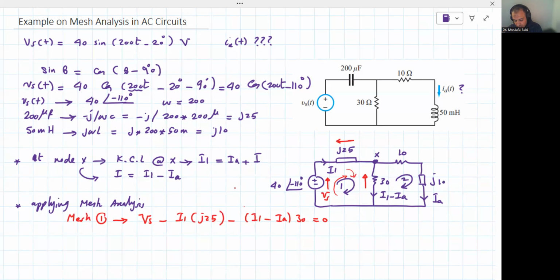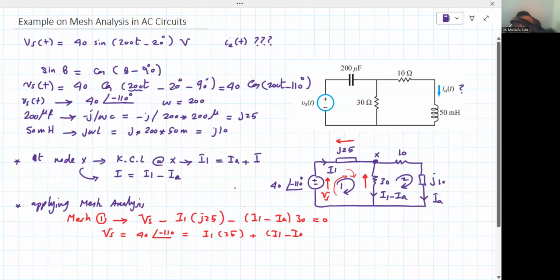We can bring I1 j25 and (I1 minus IA) 30 to the right-hand side. It will be positive. So Vs, which is 40 angle minus 110, equals I1 j25 plus (I1 minus IA) multiplied by 30. I'm going to convert the 40 angle minus 110 into rectangular form, for a reason I'll explain in a minute.